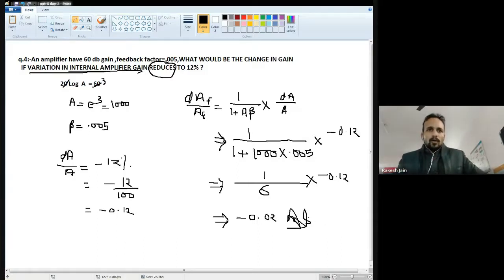So I hope that we performed numericals on negative feedback amplifier input impedance, negative feedback amplifier output impedance, negative feedback amplifier variation in the overall gain, and simple voltage gain calculation. So I hope you understand from today's lecture that whatever derivations we proved till now in feedback amplifiers can be applied directly to solve certain numericals.